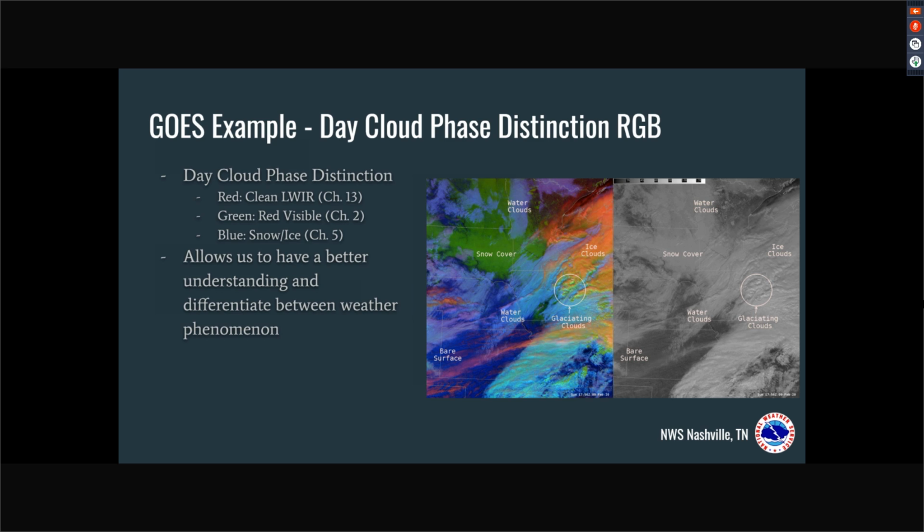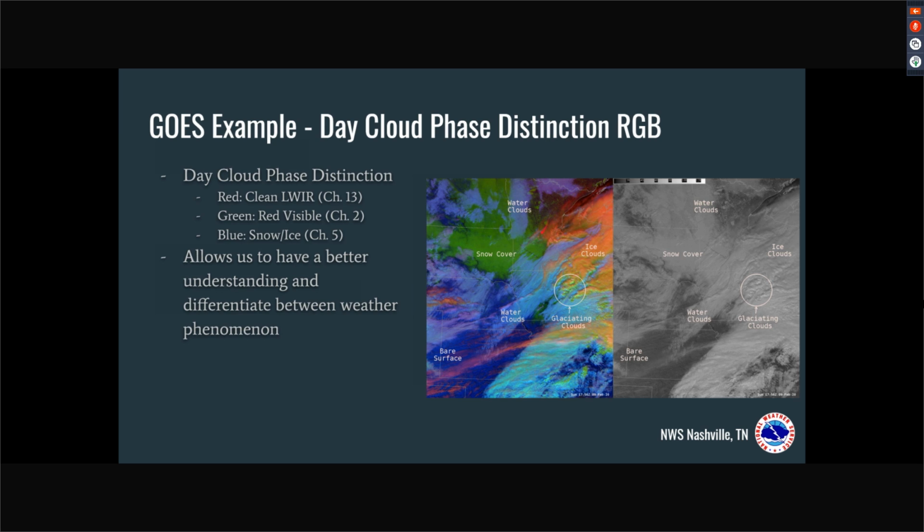We're also able to see things. We utilize the red visible band and then also that snow and ice band. And it just gives us a better understanding and we're able to differentiate between different weather phenomena. So here on the right, you can't really tell what's going on. But here on the left, we get this really pretty picture and are able to determine exactly what's going on.